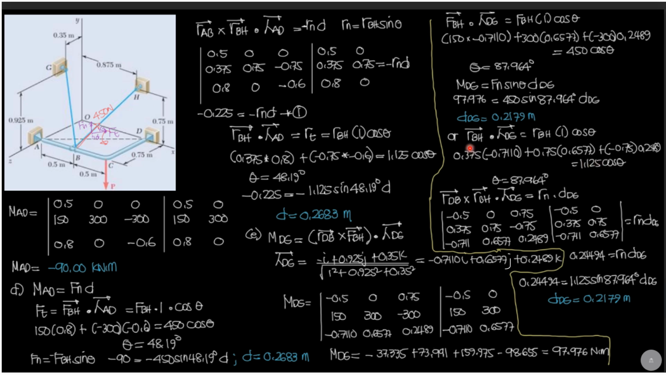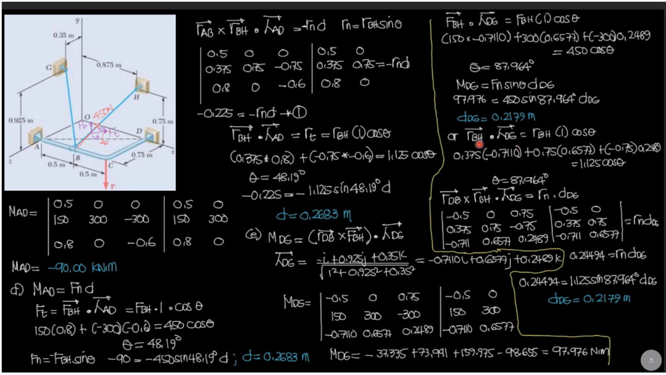Similarly, if there's no force, it's a separate problem. For example, if the question is just the perpendicular distance between lines BH and DG, then this is the solution. First, we obtain the dot product between the two vectors so that we can compute the angle between them: the angle between the force and the axis, the tangential component, or the axis DG and BH.